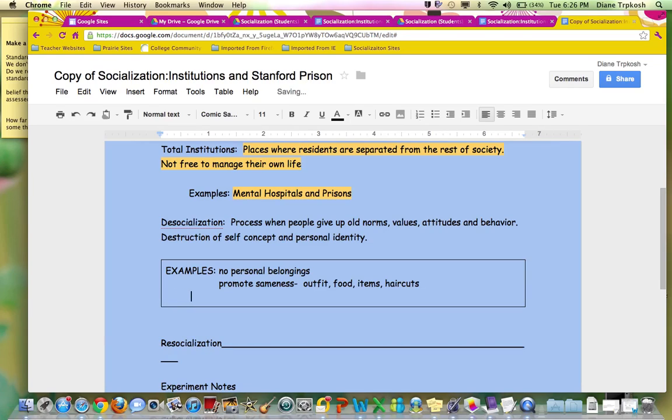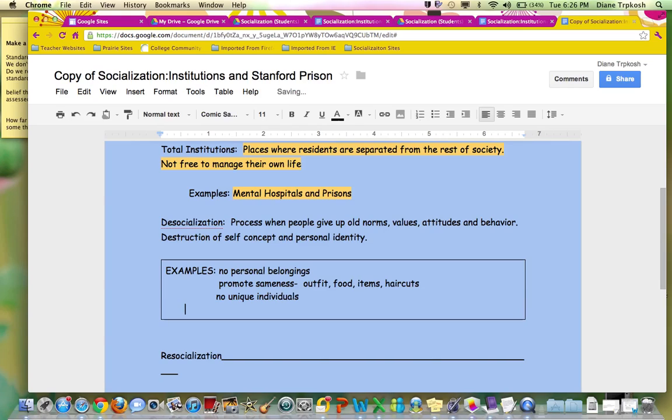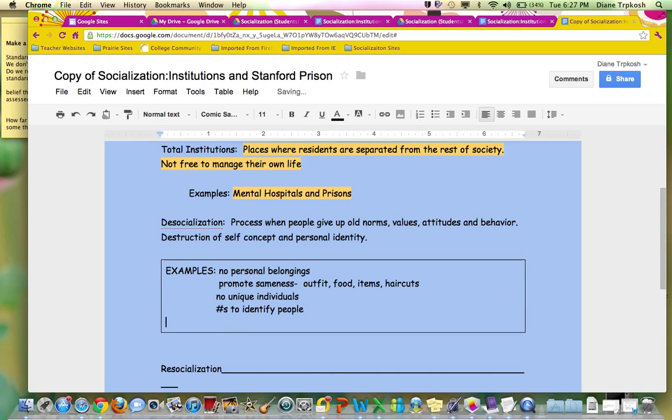What they're really looking for here is that there are no unique individuals, because it's easier to have people conform to the rules and the behaviors when everyone is the same. So we want nobody to stand out and be unique. Another way that maybe you had on your list that they try to desocialize people is they use numbers to identify people. So they have taken away your self-concept and your personal identity by referring to you as a number.